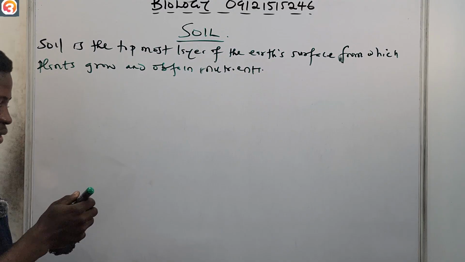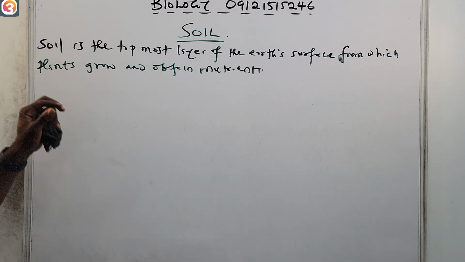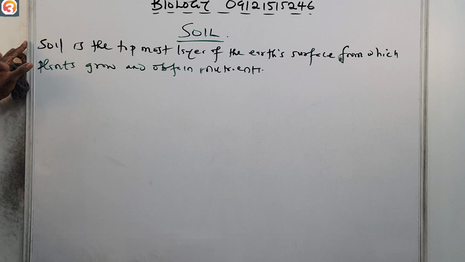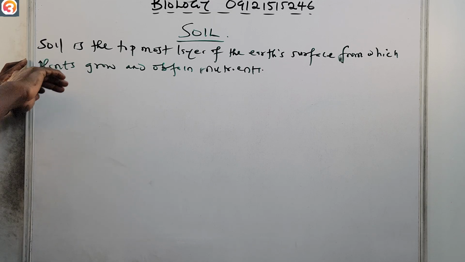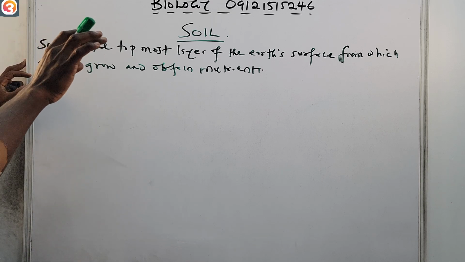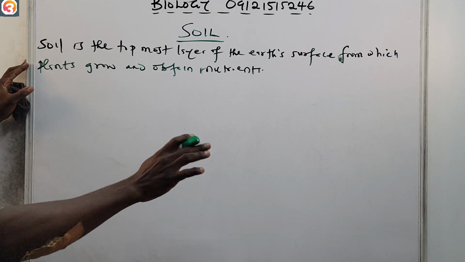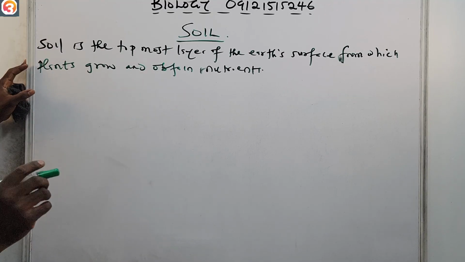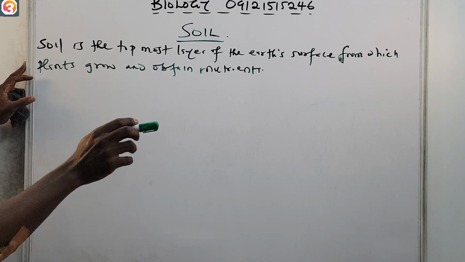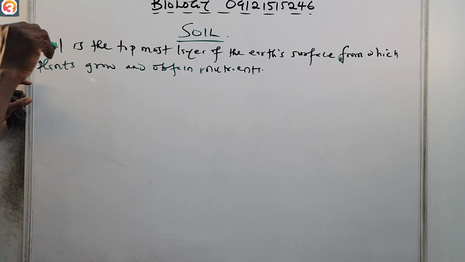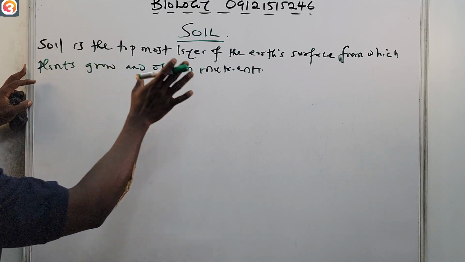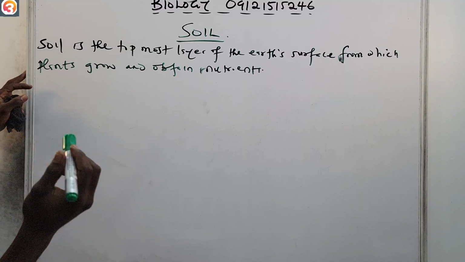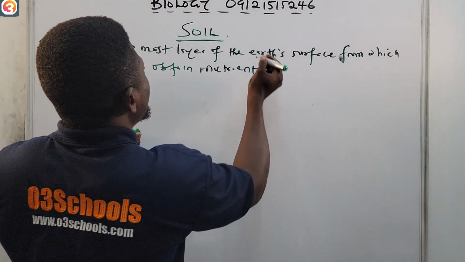So we say that soil is the topmost layer of the earth's surface from which plants grow and obtain nutrients. And in the soil, we can find some things. For example, we can find living organisms.